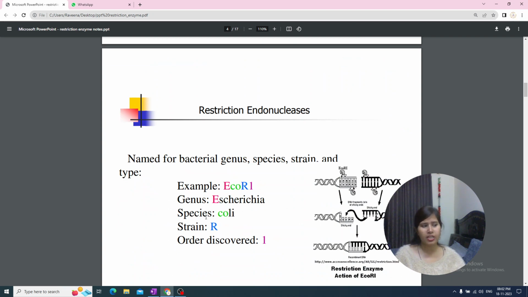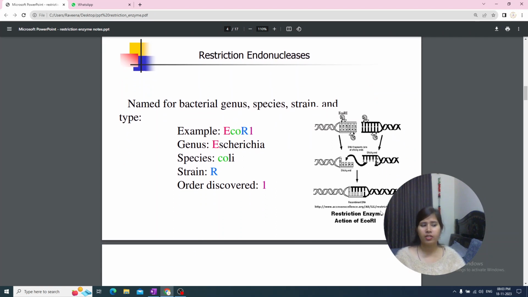Here E represents Escherichia, CO represents coli, R represents the strain, and the order discovered is 1. So this is the desired gene, which is fragmented with the help of the enzyme restriction endonuclease EcoRI, and this dark black color represents vector DNA. Vector DNA is always cut with the same restriction endonuclease by which the desired gene is cut. So for cutting both kinds of DNA, we use this restriction endonuclease. Now sticky ends are produced and they can easily attach with each other with the help of DNA ligase enzyme.